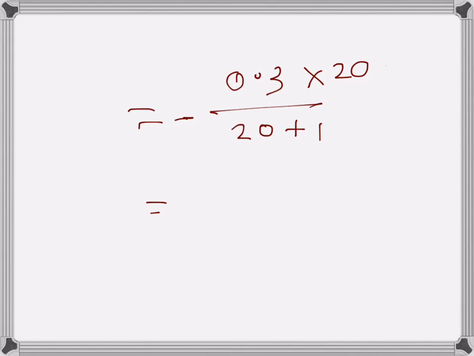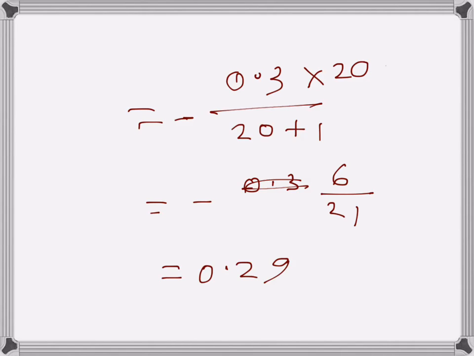The current will be in milliamps, and the value of the current will be 0.3, with that negative sign, times 20 over 20 plus 1. I'm not calculating it out, I'm leaving it like that. So it will be 6 over 21, which is approximately 0.29 volts. That will be the value of the voltage drop.